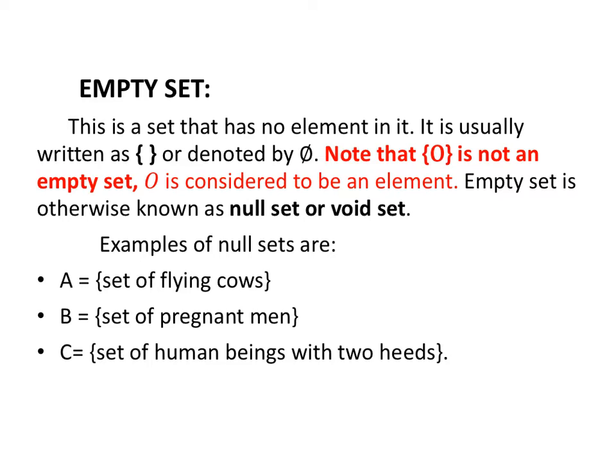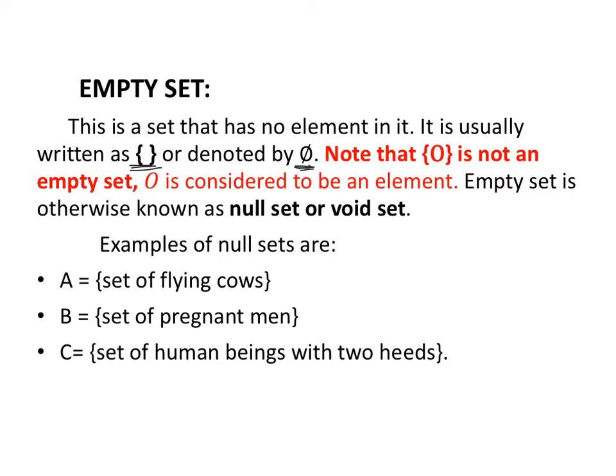Empty set. Another type of set. This is a set that has no element in it. No element at all. It is usually written as curly brackets containing nothing. That is, this is it. Or it can be denoted by this formula. When you write 0 and you cross it out, you have this symbol. So you denote empty set using this symbol or this symbol.